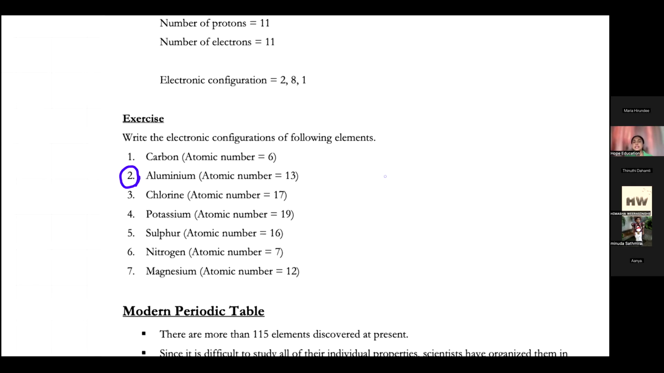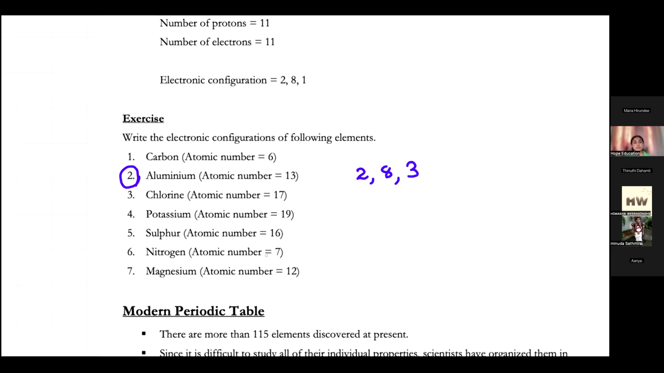Yes. Atomic number is 13. That means number of protons is 13. That means number of electrons is 13. So first energy level, 2. 13 minus 2, 11 remaining. Second energy level, maximum 8. 11 minus 8, 3 remaining. So third energy level will have 3.